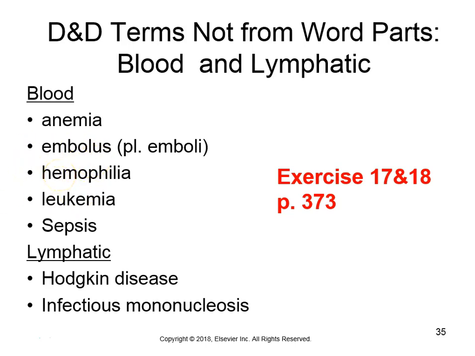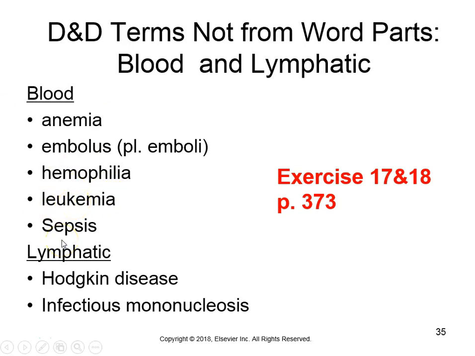Hemophilia is an inherited genetic condition where your blood does not clot. There's a certain coagulation factor that a person would be missing, and so you have trouble stopping blood loss after an injury. Leukemia is basically cancer of the white blood cells. You have an increase in those abnormal white blood cells.